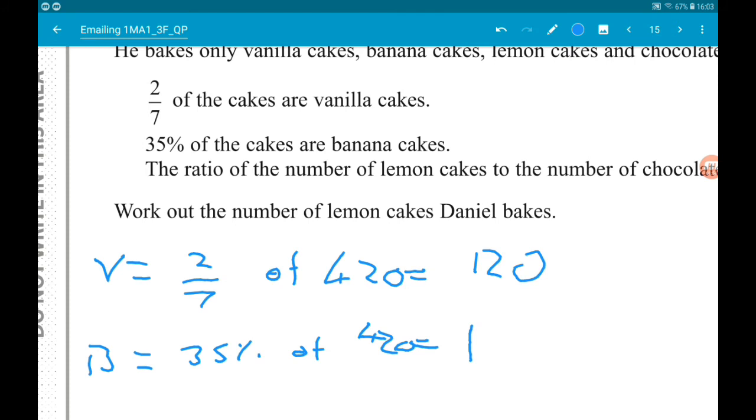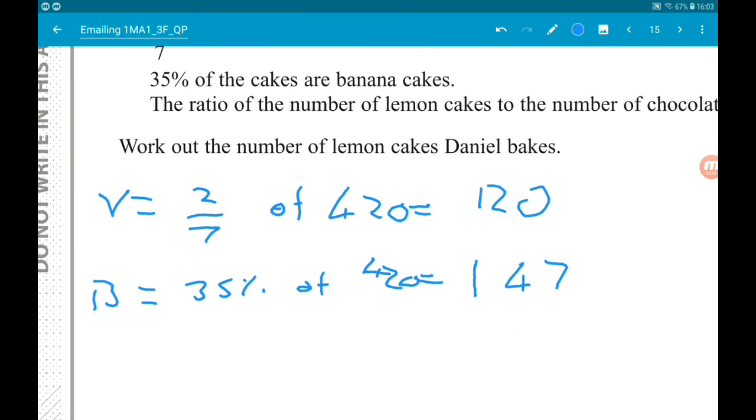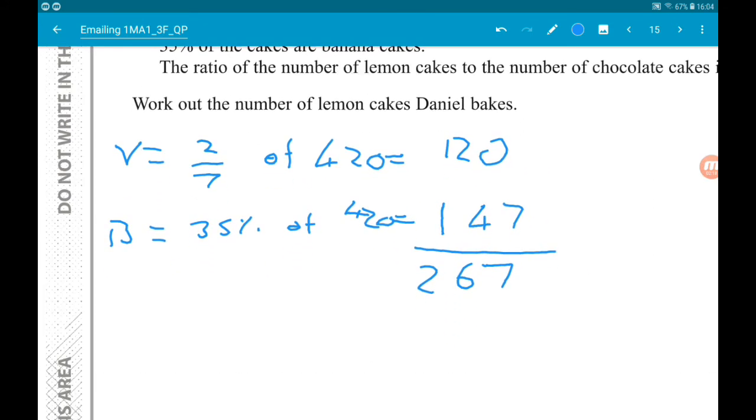147. So altogether, if we work out the total of those, we get 267. So that means the lemon and chocolate cakes have to make up 420 minus 267. Now that is 153.